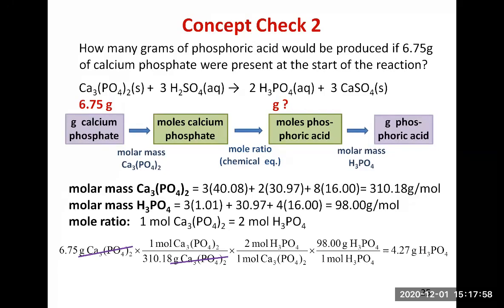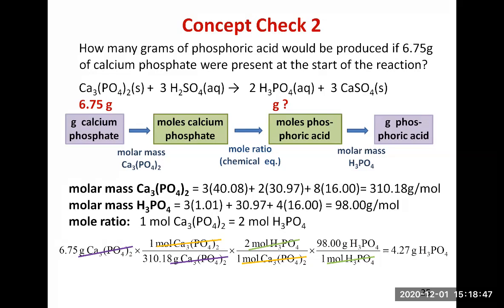The second conversion factor needs to change the moles of calcium phosphate into moles of phosphoric acid. So for this, we use the mole ratio. We want the mole of calcium phosphate on the bottom so that it cancels the unit of moles of calcium phosphate, and we have 2 moles of phosphoric acid on top. So this changes the moles of calcium phosphate into moles of phosphoric acid. The next step is to change the moles of phosphoric acid to grams of phosphoric acid using the molar mass of phosphoric acid. We use the molar mass such that the grams are on top and the mole on the bottom, because this way we can cancel the units of moles of phosphoric acid.